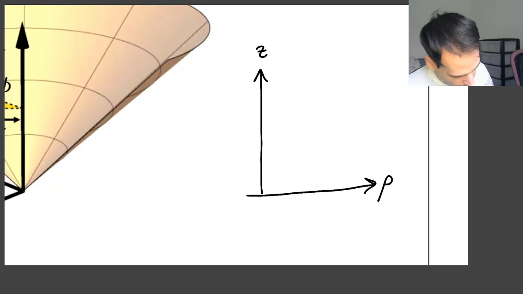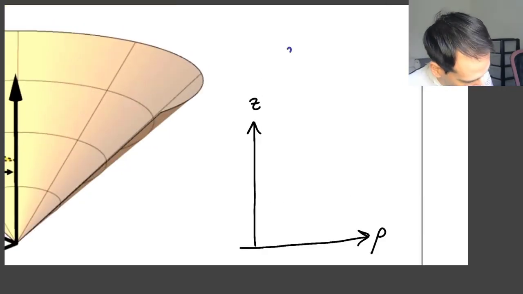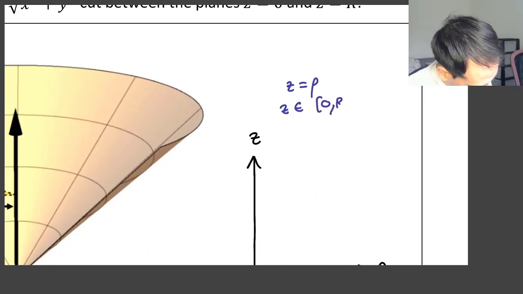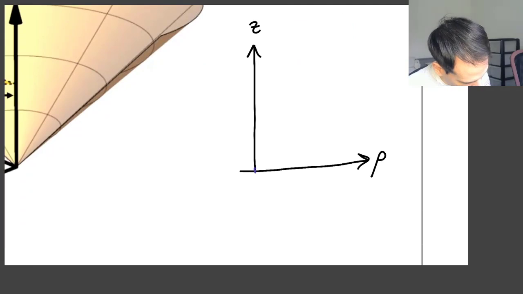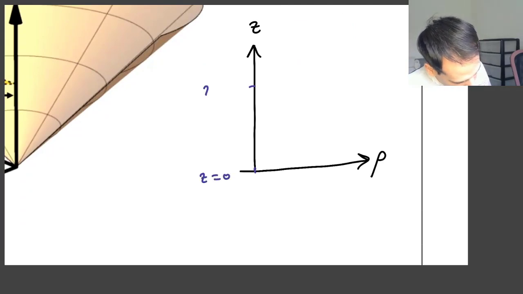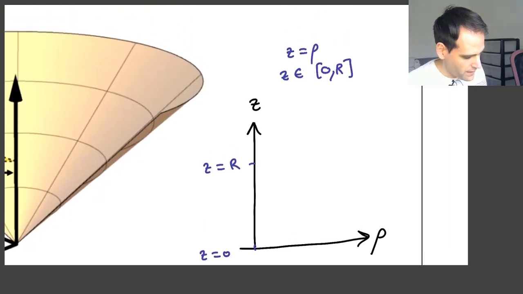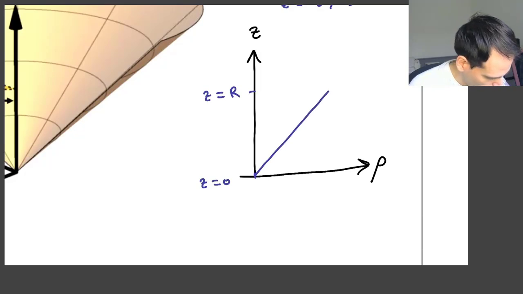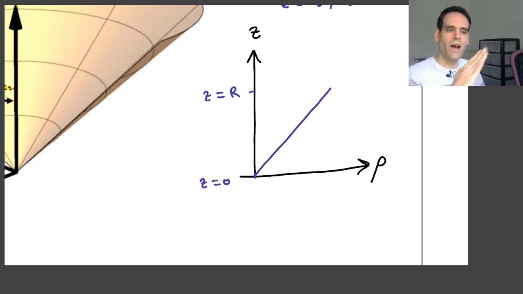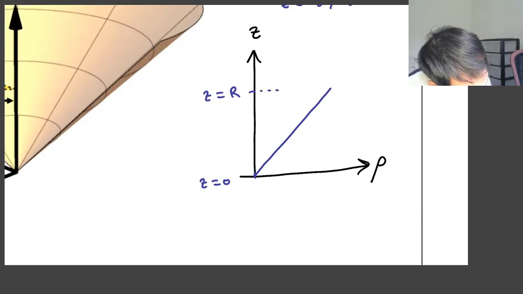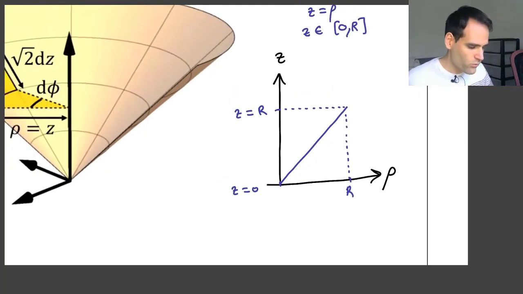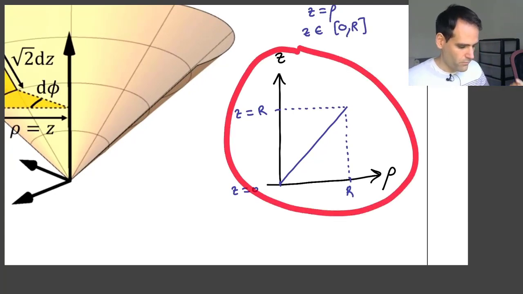So in this way of writing it, the equation is z equals rho, and we are saying that z goes between 0 and r. So therefore, z equals 0 is here, z equals r is somewhere here, and then the equation z equals rho is simply a straight line like this, with a slope of 1, okay? Which means that if you have reached r here, then rho will also reach r because the slope is 1.